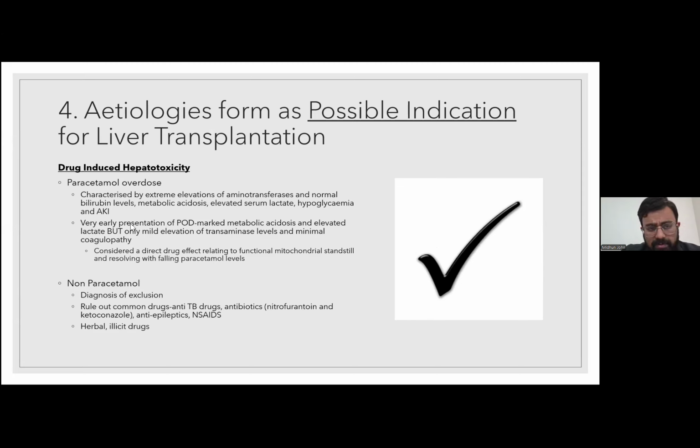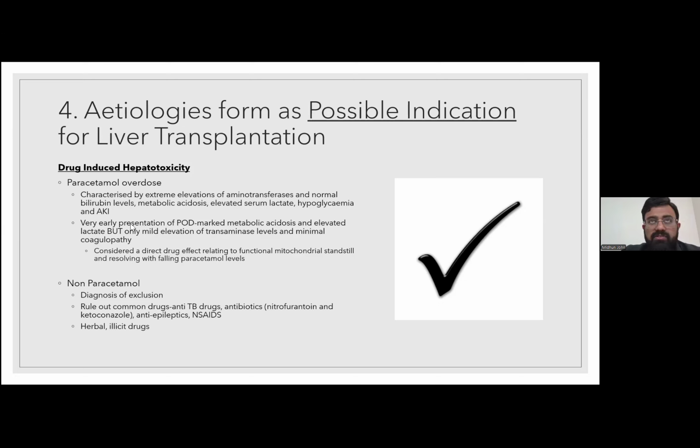But the way they've separated it is, one, drug-induced hepatotoxicity. The two main headings under that is our paracetamol overdose. So these patients are characterized by extreme elevations of their aminotransferases, with initially sometimes even normal to high bilirubin levels, with metabolic acidosis, your high lactate, hypoglycemia, and AKI.